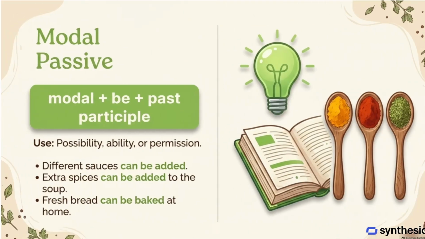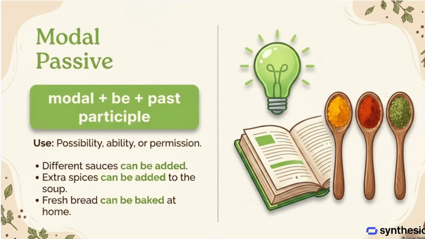Modal passive. Now let's look at the modal passive. The form is modal plus be plus the past participle. We can use modal verbs such as can. For example, different sauces can be added. This means it is possible to add different sauces.